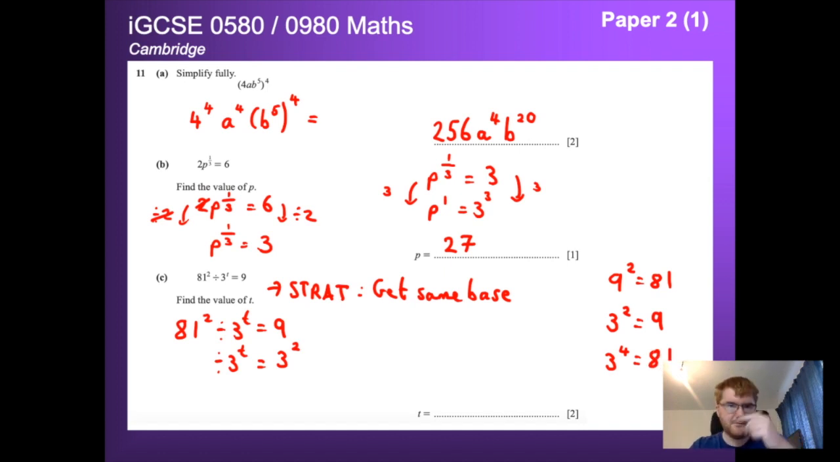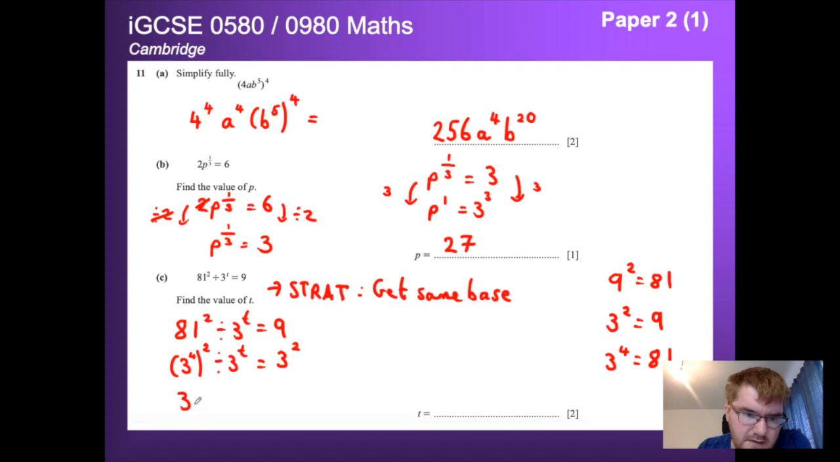And you can check this through in your mind. So 3 times 3 is 9. 9 times 3 is 27. 27 times 3 is equal to 81. So I'm going to replace the 81 with 3 to the power of 4. Now at this point, we use the same rule that we did up here. So when you have brackets with indices, we multiply those together.